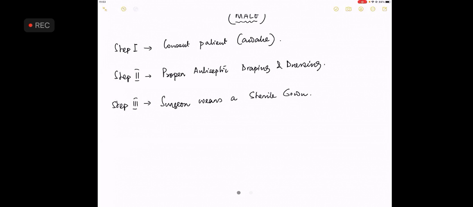Now, the last step. Definitely, sir. Consent is this. So, proper antiseptic dressing and draping.